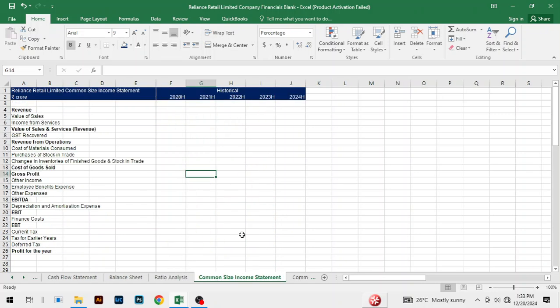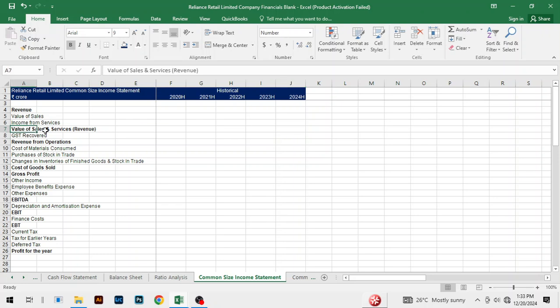Now let's move on to the common size income statement. So here, what we are essentially doing is we are expressing all income statement line items as a percentage of revenue, right? So here we are going to do something a bit different from what we have done previously. I'm just going to utilize this total revenue figure here as the top line, as opposed to using revenue from operations.